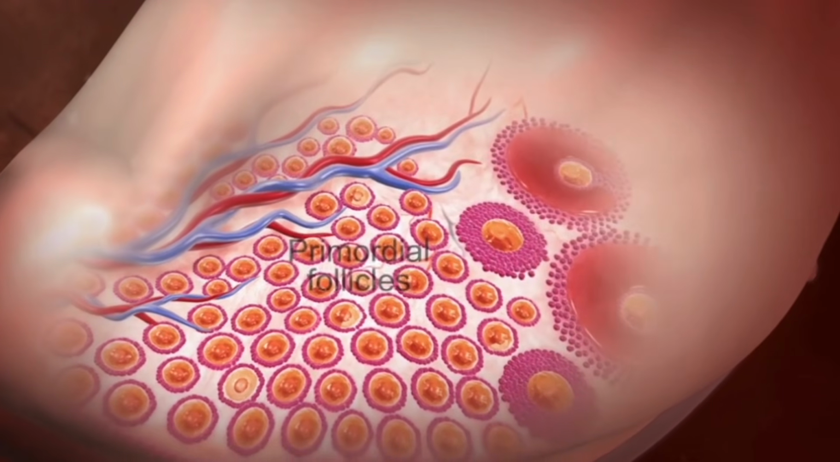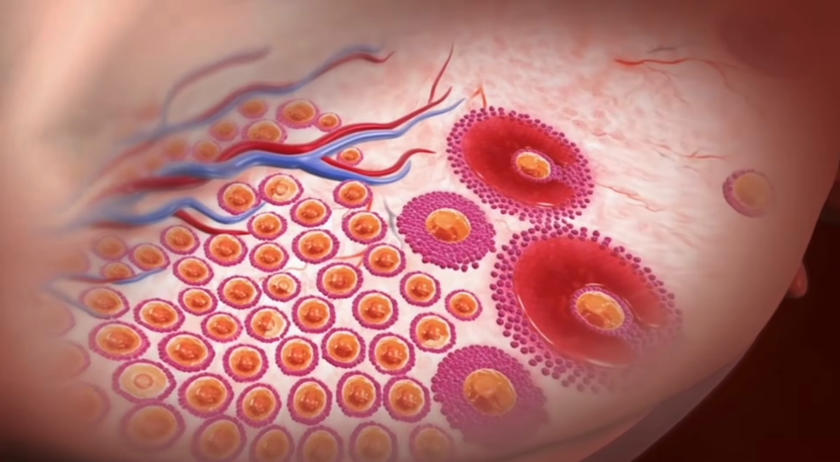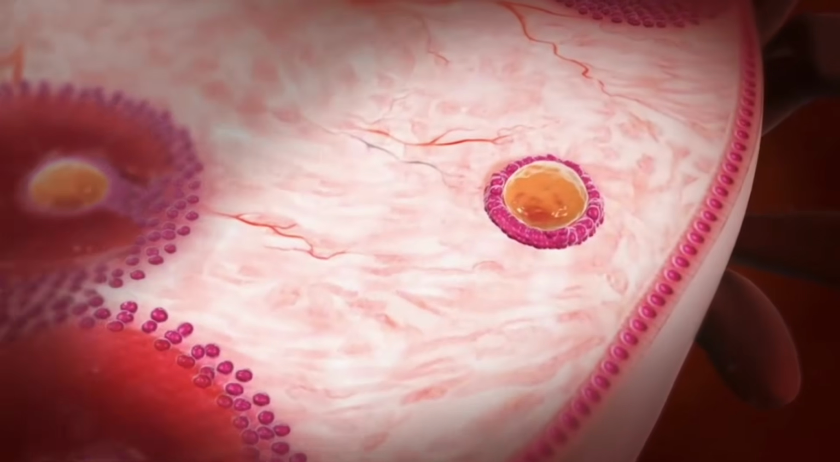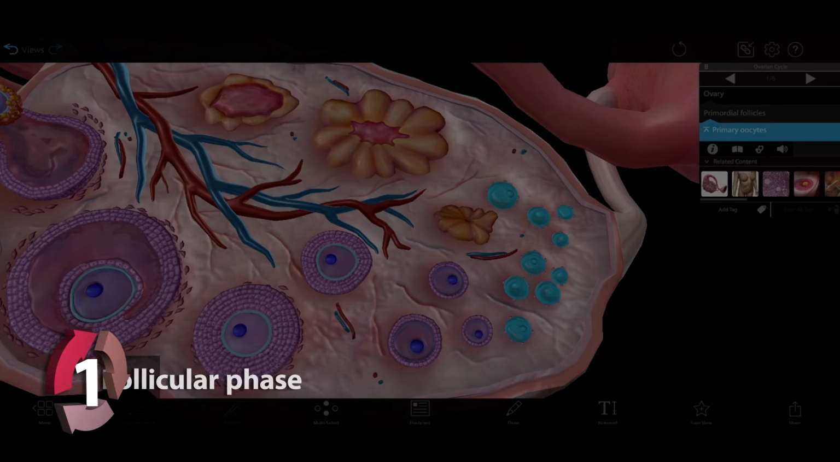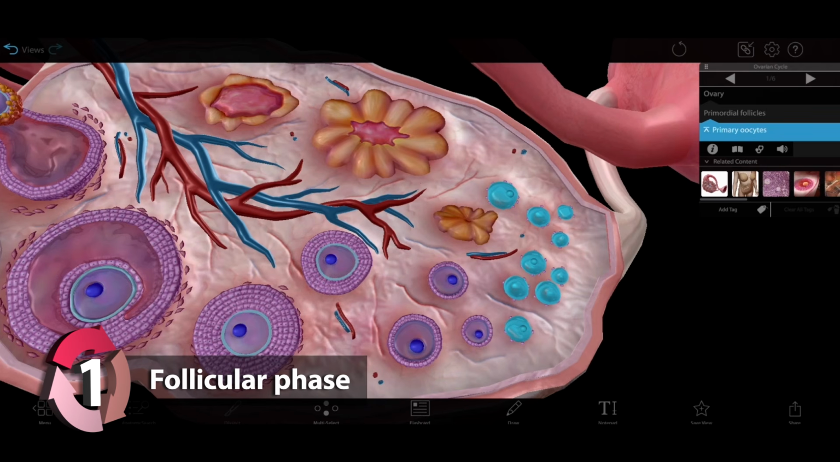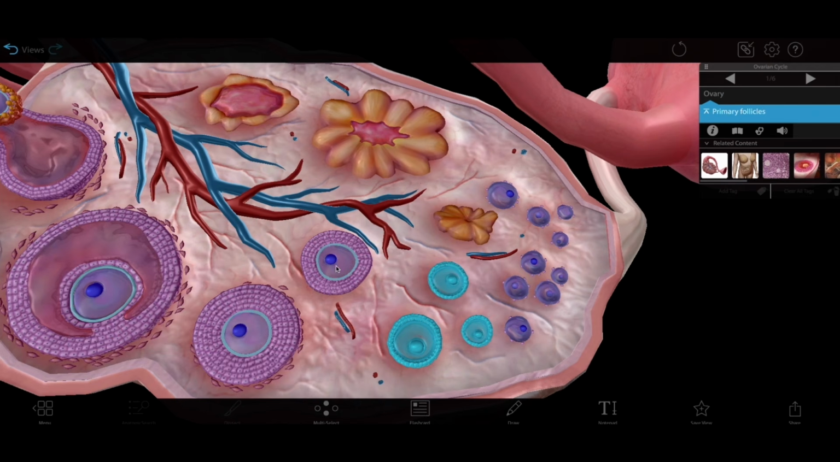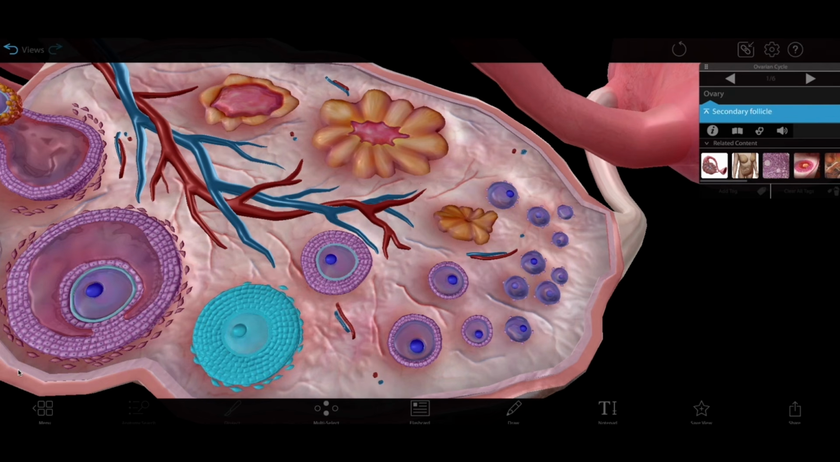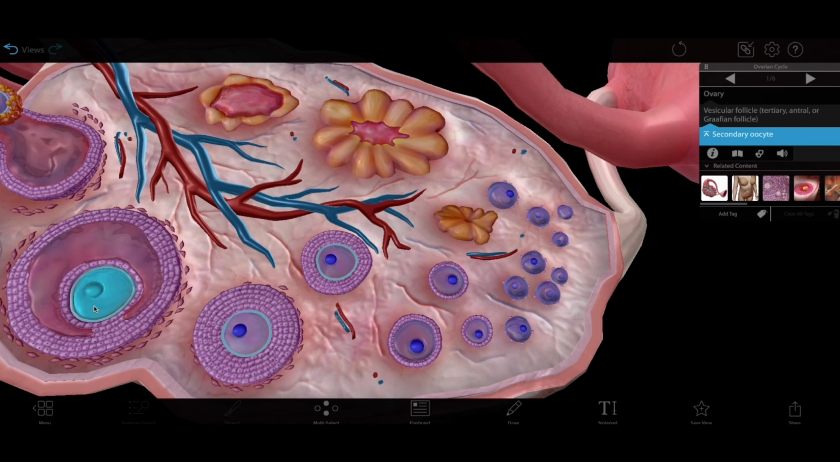Once female puberty begins, primordial follicles start maturing into primary follicles with the help of follicle-stimulating hormone, FSH. Each month, around 20 primordial follicles mature into primary follicles. One of these primary follicles will mature further and become a secondary follicle. This secondary follicle contains a secondary oocyte, a 23-chromosome cell that has completed meiosis 1 at last.